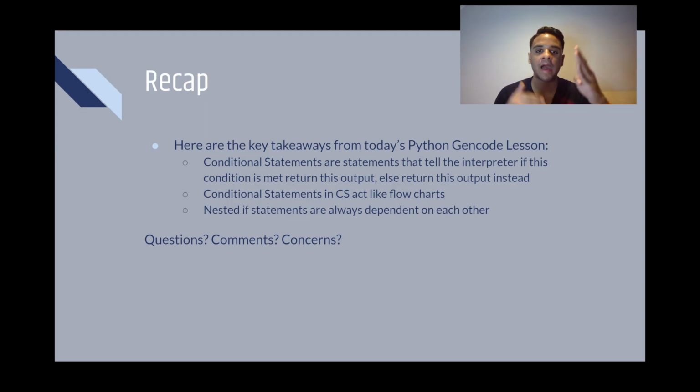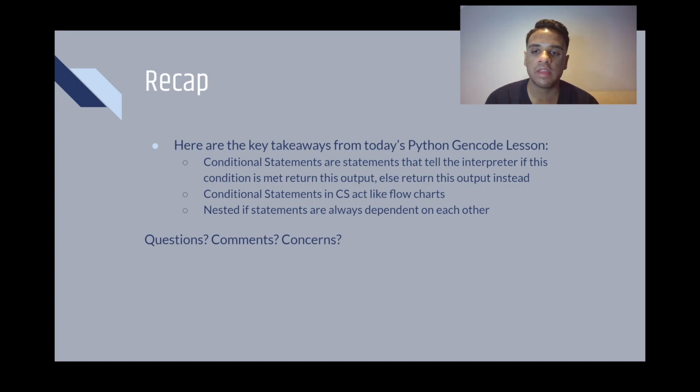You just go through a path. If this path is false, you keep going, move on to this one. If this path is false, then you move on to the next one. If it's true, you keep going. So it's basically like a flowchart. Conditional statements in computer science act like flowcharts.